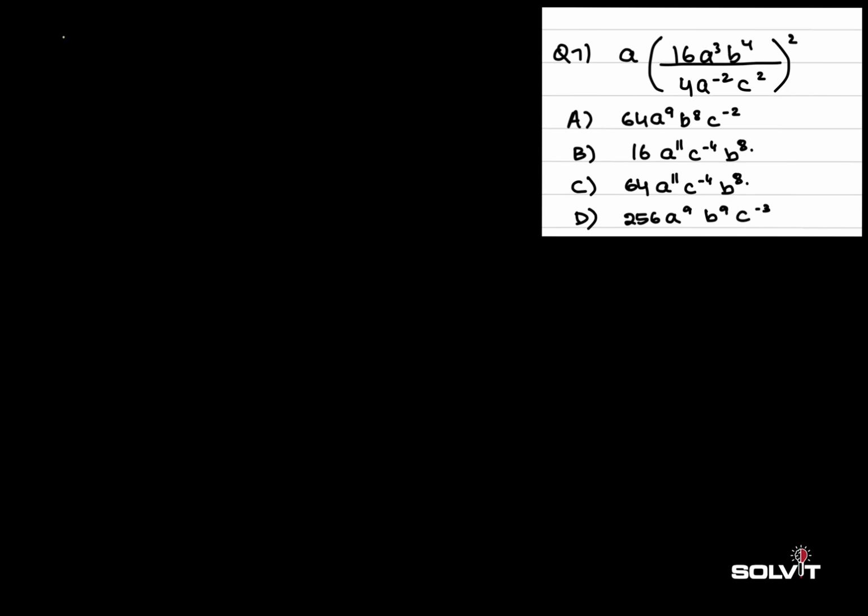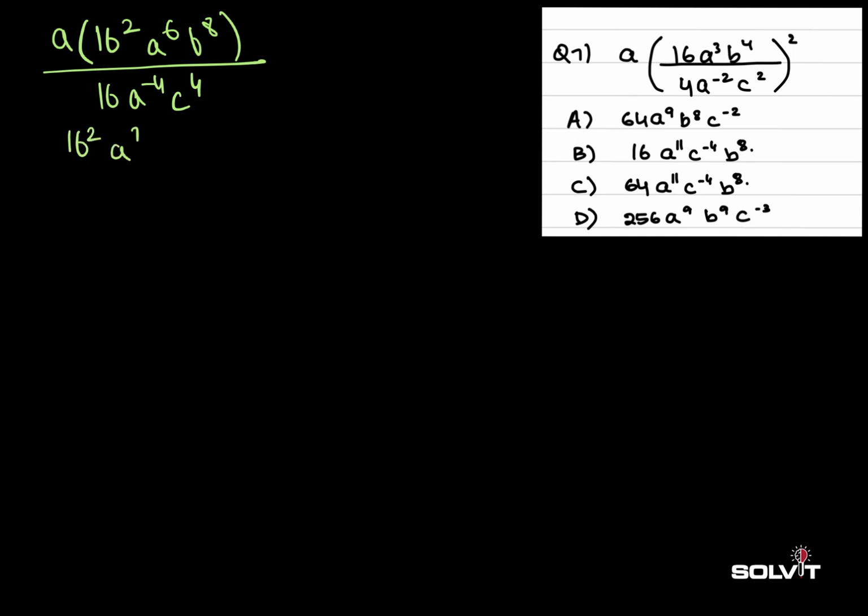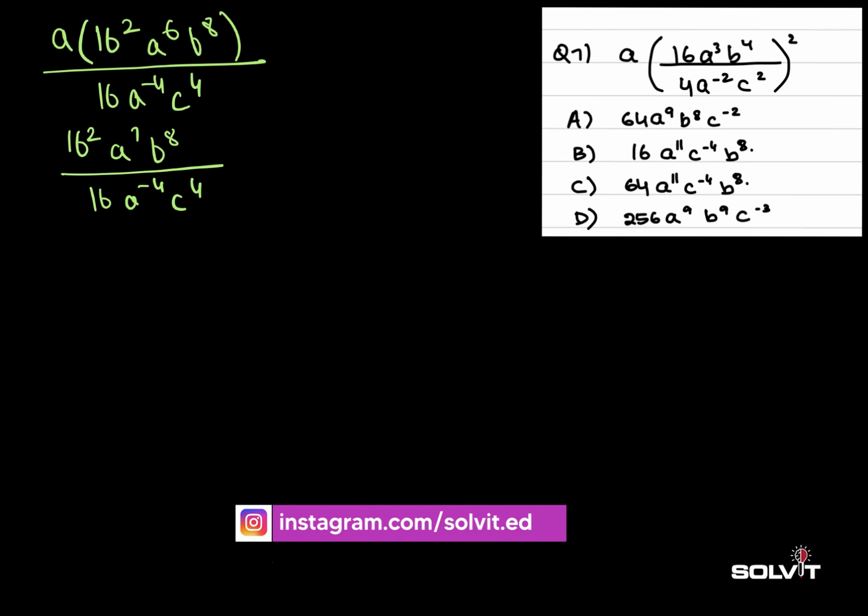What does the question say? The question says that a is to the whole power of square, so give the square to 16 as well, and make a to 6, and b to 8. Then this is going to become 16 a to the power of minus 4 and c to the power of 4. Then this is going to become 16 square into a to the power of 7, b to the power of 8 over 16 a to the power of minus 4 and c to the power of 4.